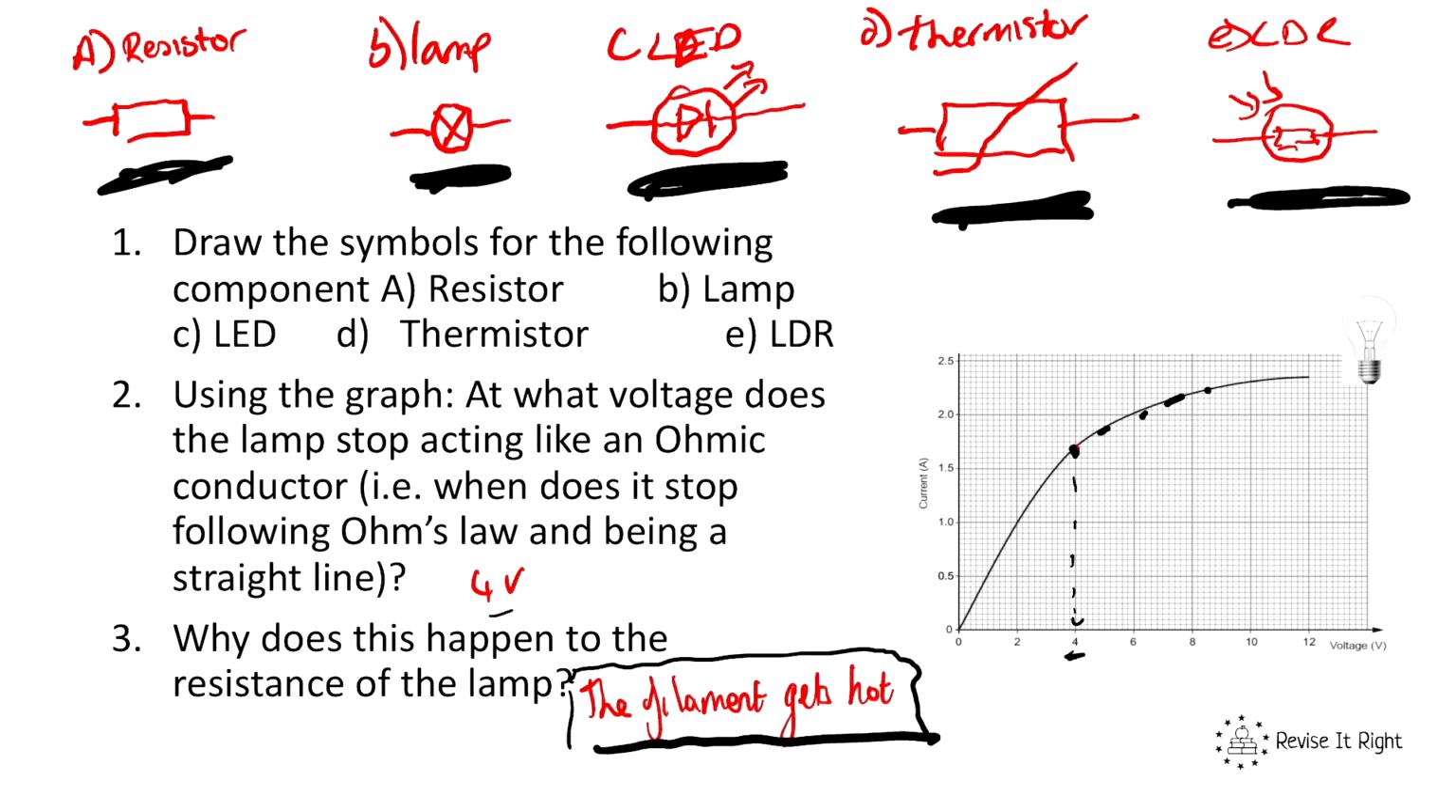So we've now looked at Ohm's law and what we mean by it, and we've looked at a resistor, a filament bulb, and also an LED, and we've seen that a resistor is an ohmic conductor, whereas a filament bulb and an LED do not follow Ohm's law, therefore are not ohmic conductors.